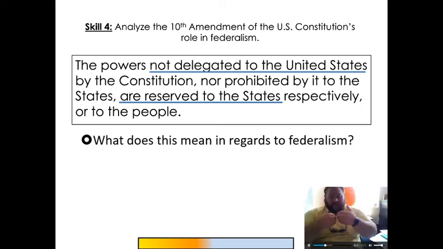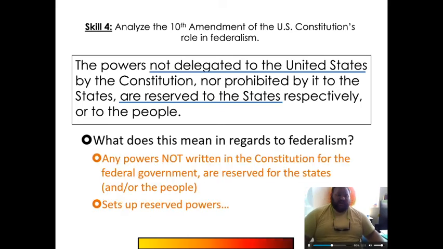And if you need to remember, powers not given to the federal government are reserved for the states. Powers not given to the federal government are reserved for the states. Which means any powers not written in the Constitution for the federal government are reserved for the states or the people. Sets up reserved powers. So this is where our reserved powers for the states come from.